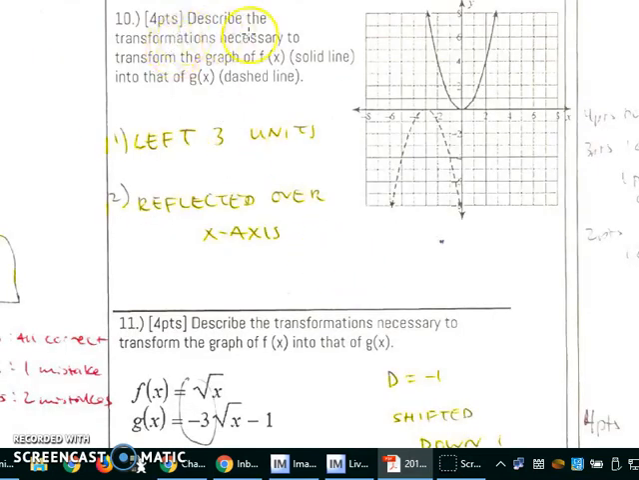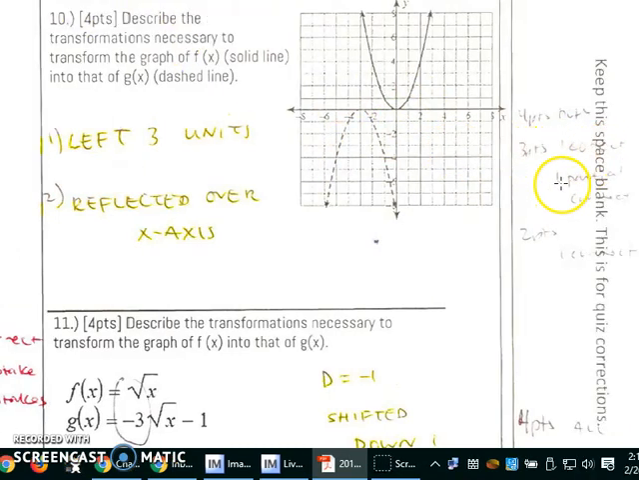Number 10, describe the transformation necessary to transform graph f of x, so it tells you this solid line, to the g of x. So I need to be shifted 3 units, 1, 2, 3. So you can see by the moving of the vertex. And then it's also reflected over the x-axis. So I give you 4 points if these are both correct. I gave you 3 points, kind of hard for me to see. Let's see. 3 points if you got 1 correct and then 1 partial correct.